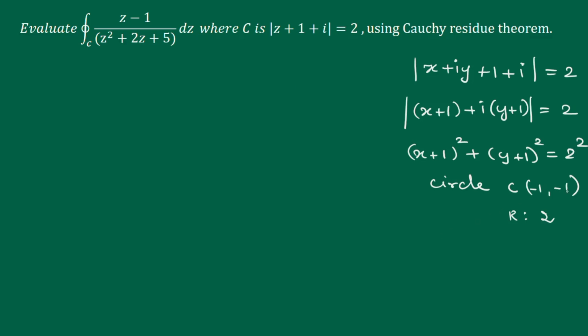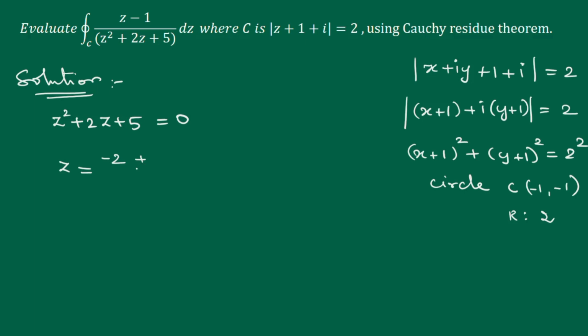So we have to consider a circle with center (minus 1, minus 1) and radius 2, and then we have to check whether the singular point lies inside or outside the circle. So first let us identify the singular point. To identify the singular point we have to equate the denominator to 0. If we equate the denominator to 0, it is a quadratic equation, so it has two roots. Now it is not easy to factorize this. So as usual we can use the formula minus b plus or minus root of b square minus 4ac.